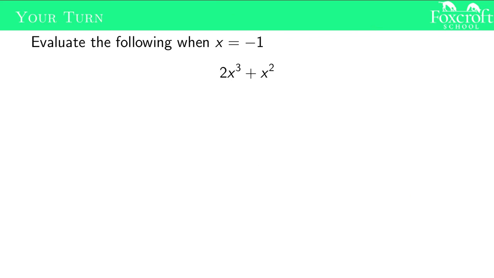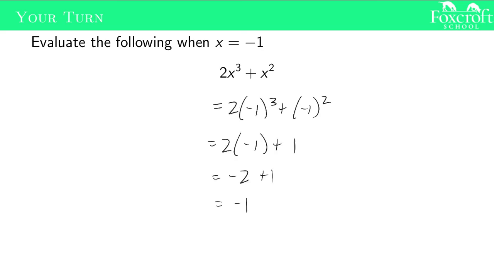Here's one for you to try on your own. Evaluate this expression when x is -1. And here's the solution I got. -1 cubed is still -1. Again, there are 3 negatives, so 2 cancel, but there's 1 left over. -1 squared is just +1. Multiplication next, and then you can add to get your final answer.